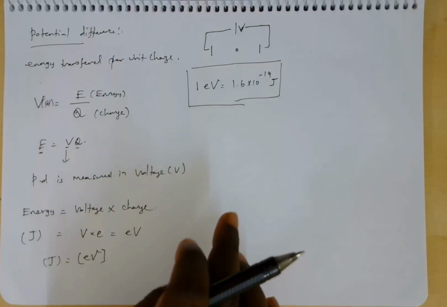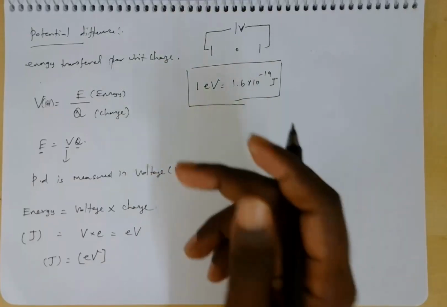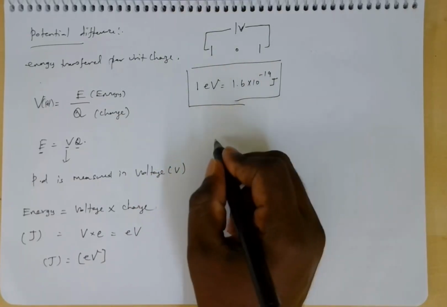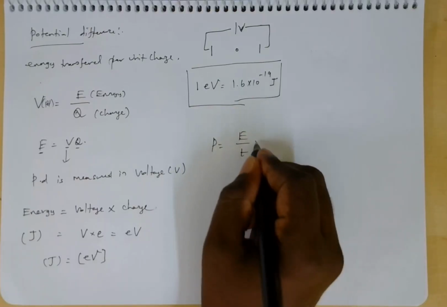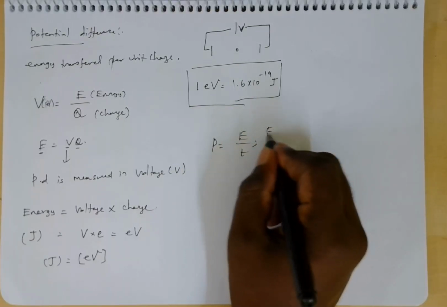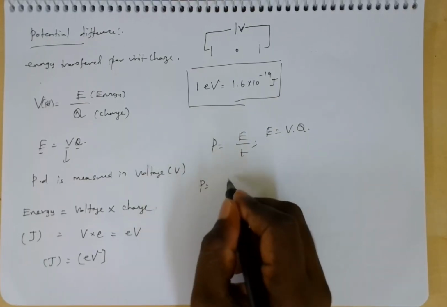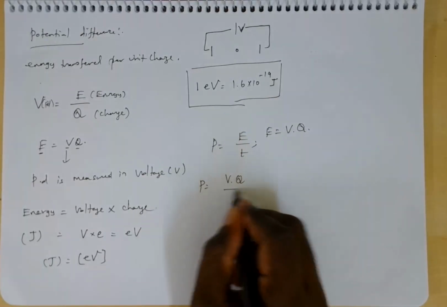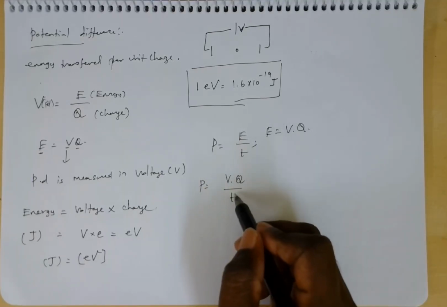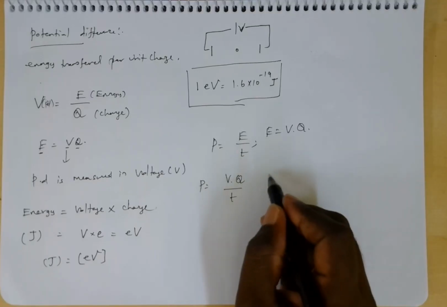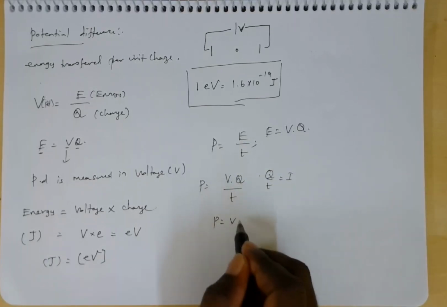We will work out the SI units later. We know that power is energy by time, and we know that energy is potential difference into charge. So power is potential difference into charge divided by time. What is charge by time? Q by T is I. So power is V into I.